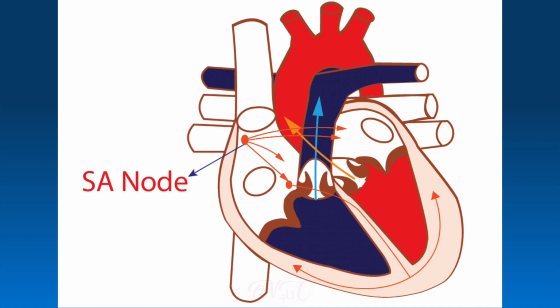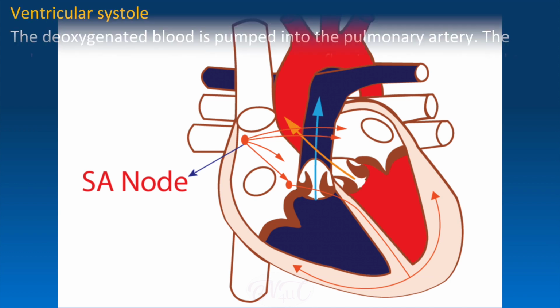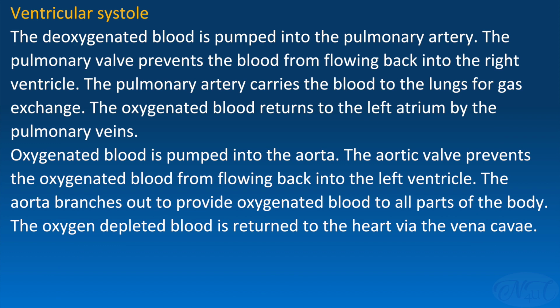Contraction of the ventricles decreases the volume and increases the pressure inside the ventricles. As a result, blood is pushed through the pulmonary and aortic valves into the pulmonary trunk and aorta respectively. The deoxygenated blood is pumped into the pulmonary artery. The pulmonary valve prevents the blood from flowing back into the right ventricle. The pulmonary artery carries the blood to the lungs for gas exchange.